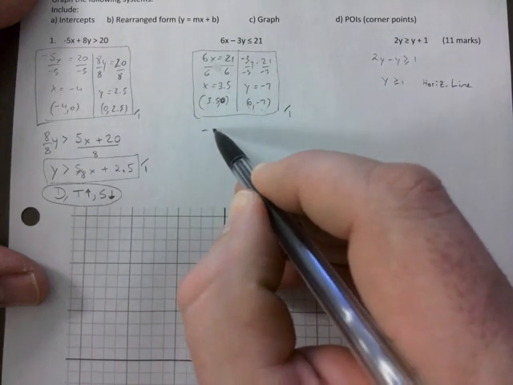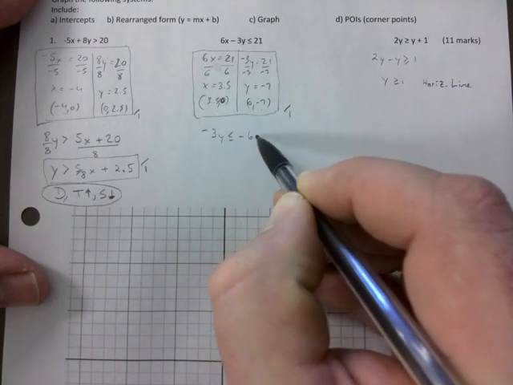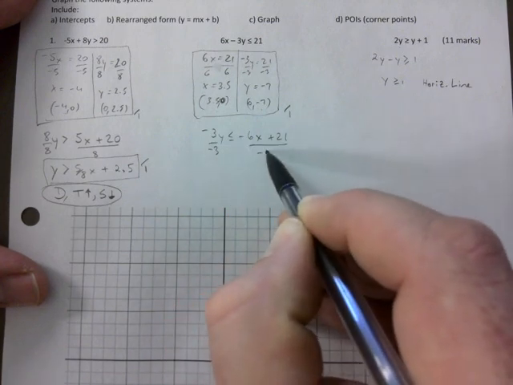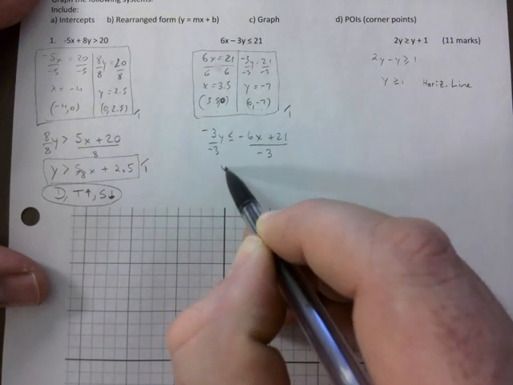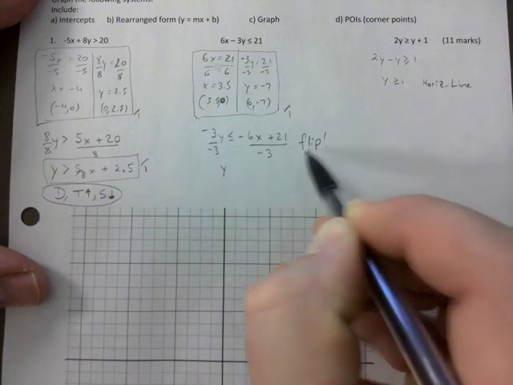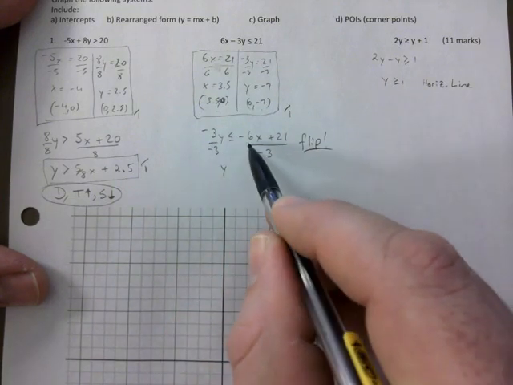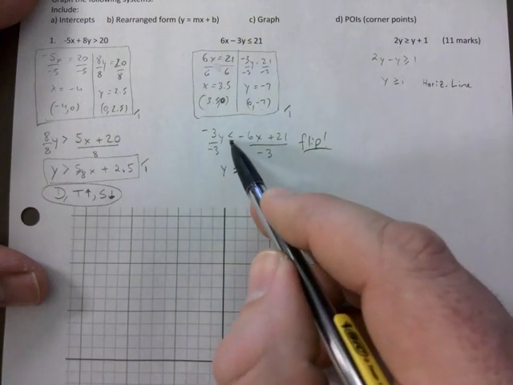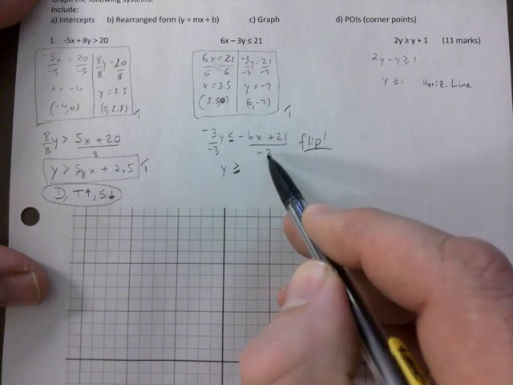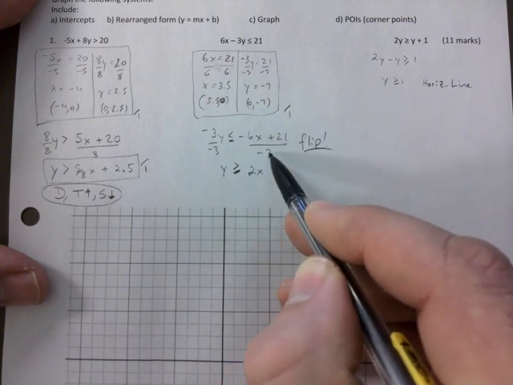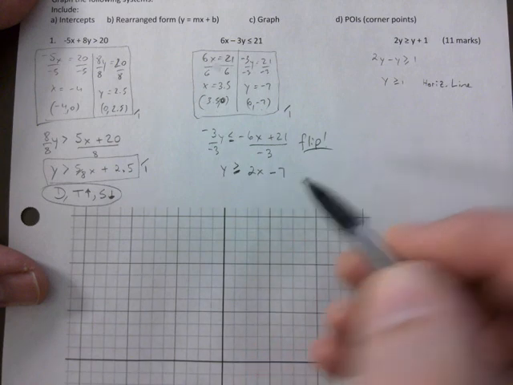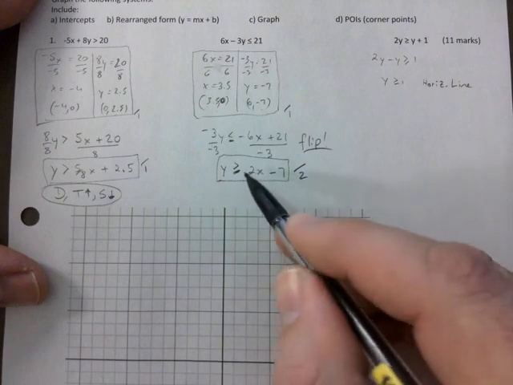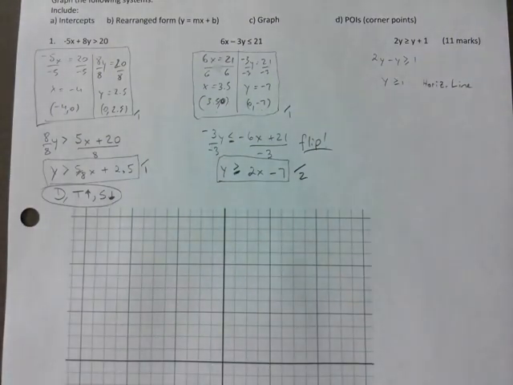Same with this one. -3y is less than or equal to -6x plus 21. Divide by -3. And there, yes, I will have to flip, right? Because of the negative. So that would be the other way like that. It's equal to as well, right? So we need to make sure we include that. This is 2 positive, and this gives you -7. I will give you 2 marks for it because you have to flip the sign.